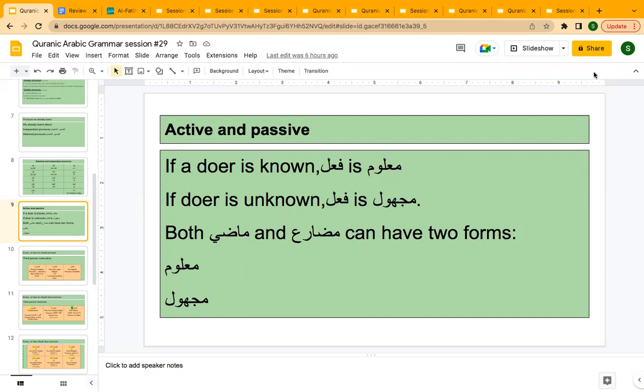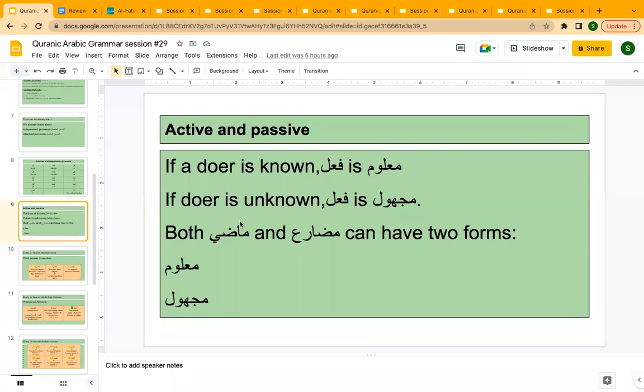We will get to that. That's a very good question, inshallah. And we will, inshallah, figure that out as well when we start our majhool. But for now, just try to learn this definition. Okay.